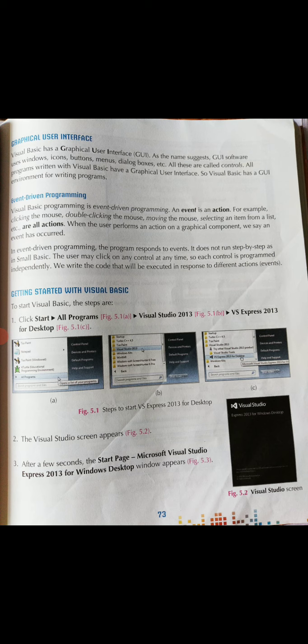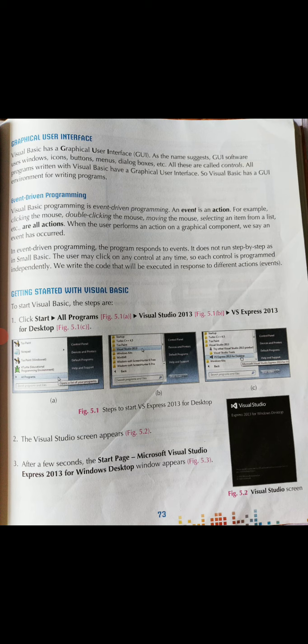So students, for starting the Visual Basic program, the first step is to go to the start button. Where will you get the start button? At the bottom of your desktop, at the left corner in the down portion, you will find your start button. Firstly you are going to click the start button. Click start, then all programs. You will find all programs there. You are going to click it.